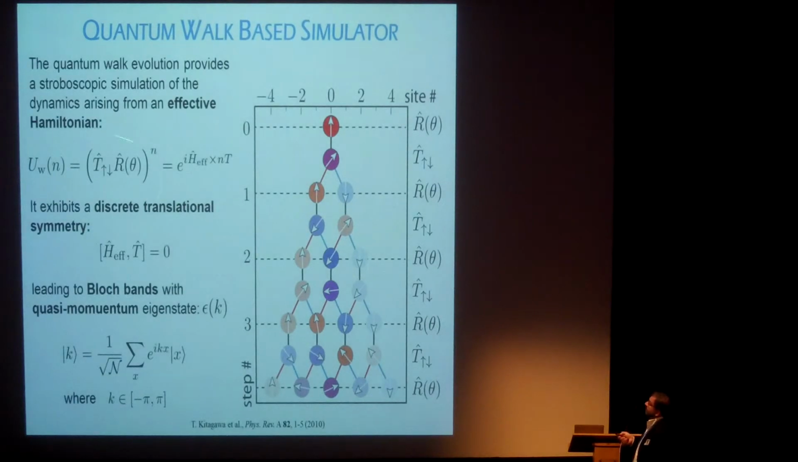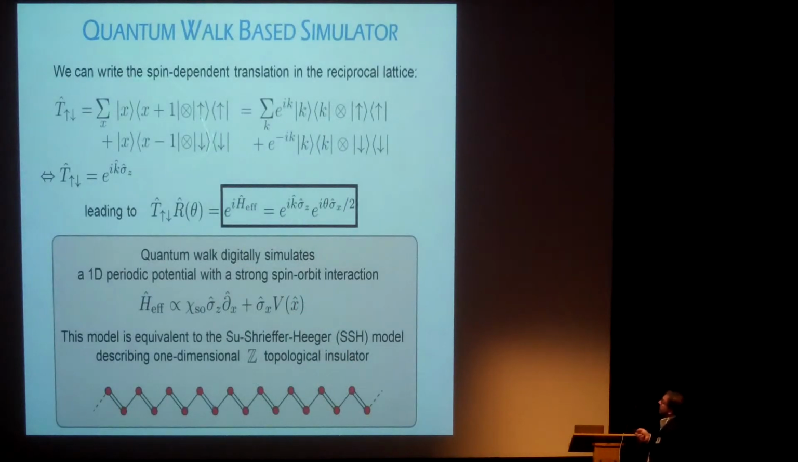I can think of this unitary as being expressed as the exponential of some Hamiltonian after some discrete number of time steps, n times t. In particular, we see that this system has a discrete translational symmetry: H will commute with T. And this is what gives rise to the Bloch bands that we were talking about. I can think of the spin-dependent translation as also generated by the momentum operator, e to the ik sigma z. If I put it together, my effective Hamiltonian has a term e to the ik sigma z and e to the i theta sigma x over 2. So this maps exactly onto the SSH, or 1D, Hamiltonian. The spin-orbit coupling comes from some coefficient, sigma z times the momentum, plus something which depends on sigma x. That's the precise mapping.